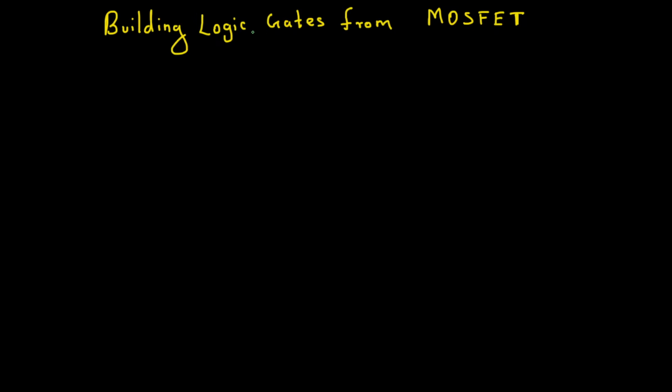Take a look at building logic gates from MOSFETs. When we are considering MOSFETs, there are two types: NMOS and PMOS. If you look at the symbols of those, they look like this. For the NMOS, it is just the MOSFET symbol right there. And for the PMOS, you will see a symbol exactly like this, but with a circle not attached at the end. This is equivalent to a NOT gate.